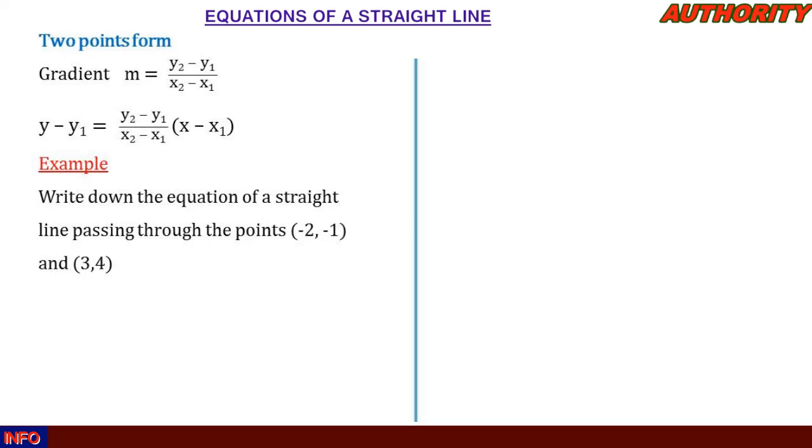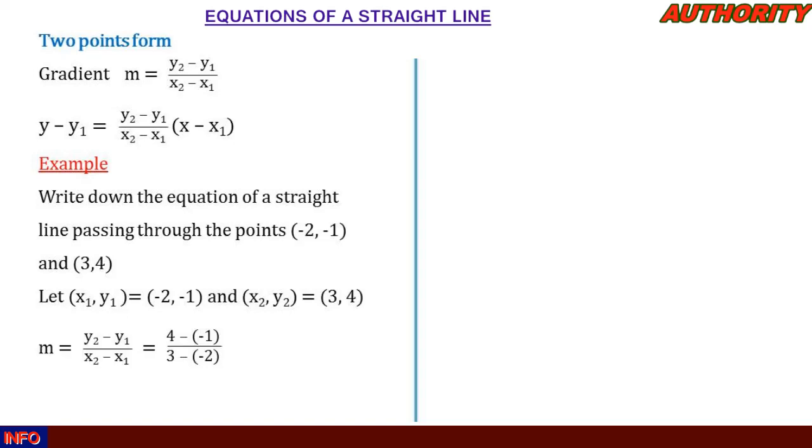Okay, so solution here. Now we have the equation of a straight line passing through 2 points. 2 points are given to us. So how can we do it? So we're going to say let x1 comma y1 be the first point, which is minus 2 comma minus 1, and then x2 comma y2 to be the second point, which is 3 comma 4. All right, let's go. Our formula, how we're going to find our m? We say that m is going to give us y2 minus y1 all over x2 minus x1.